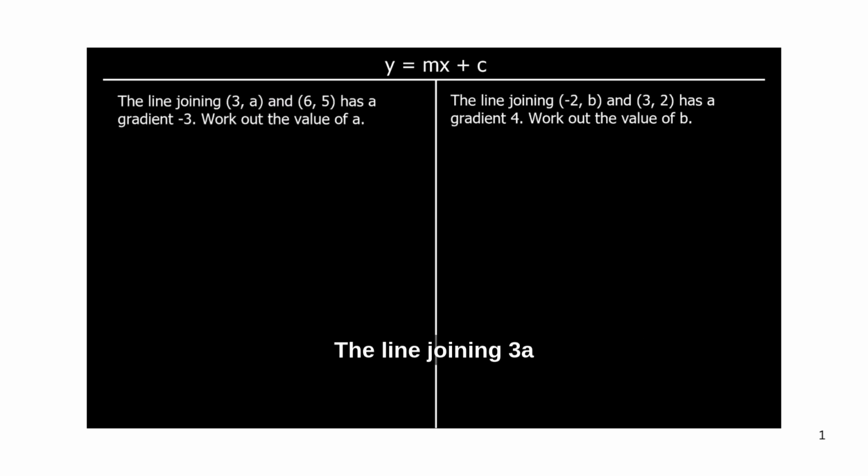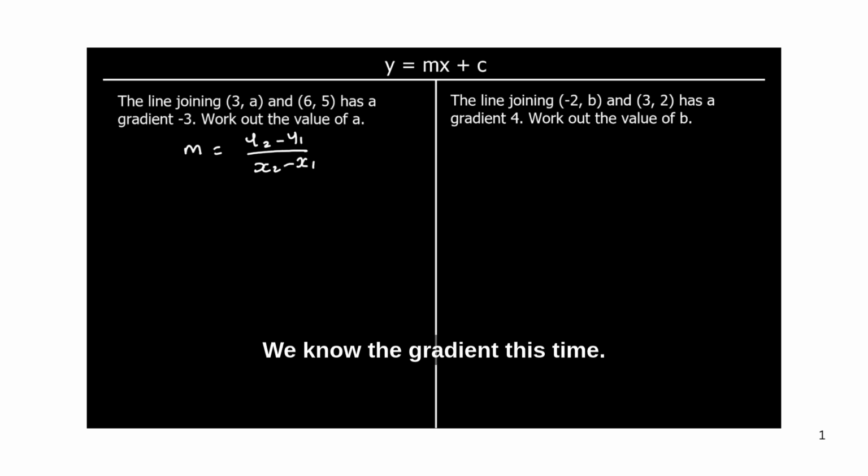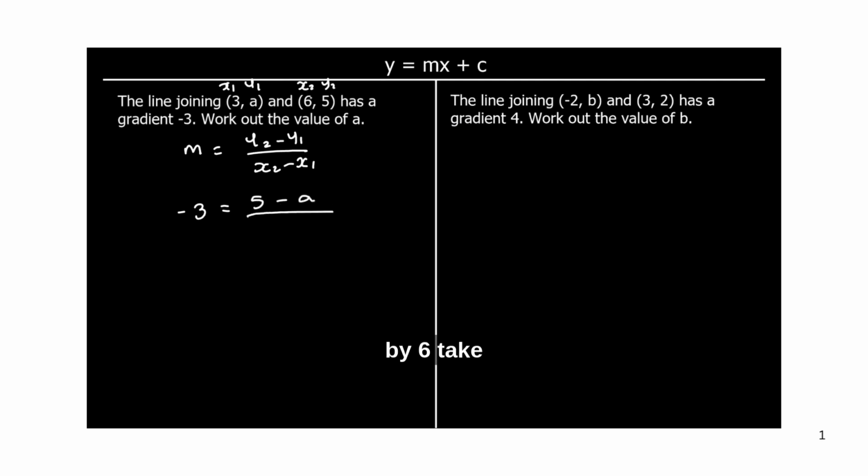The line joining (3, a) and (6, 5) has a gradient of negative 3. Work out the value of a. So again, we can just substitute into the same formula. The gradient is the change in the y's divided by the change in the x's. We know the gradient this time, so negative 3 is equal to, and then we'll label x1, y1, x2, y2, 5 take away a divided by 6 take away 3.